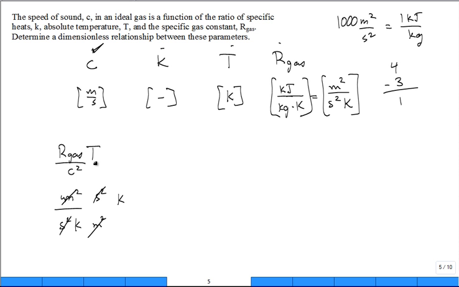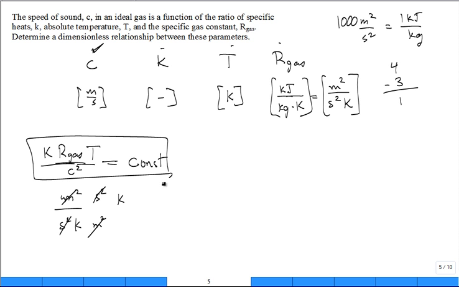And this dimensionless K can go anywhere. Put a K right there. And that's equal to a constant. That's how you would express this result. The pi group is equal to a constant. And if you recall from previous work, the speed of sound for an ideal gas is the square root of K, R of the gas, absolute temperature.